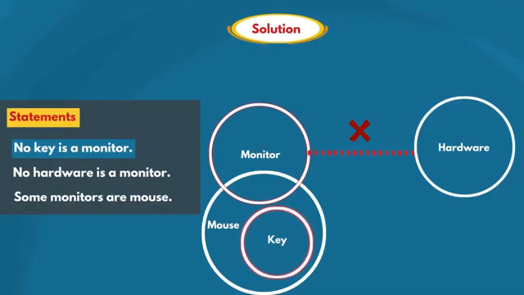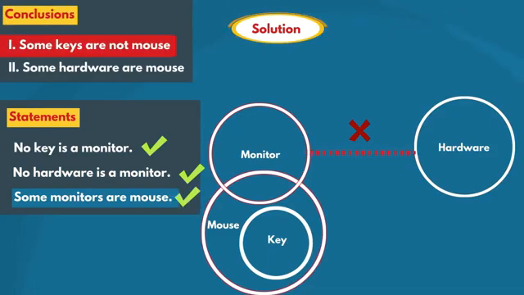Here, no key is a monitor. No hardware is a monitor. Some monitors are mouse. Now check the conclusion. Some keys are not mouse. But in this alternate diagram, there is a chance that all keys are mouse. So conclusion 1, some keys are not mouse, is false.